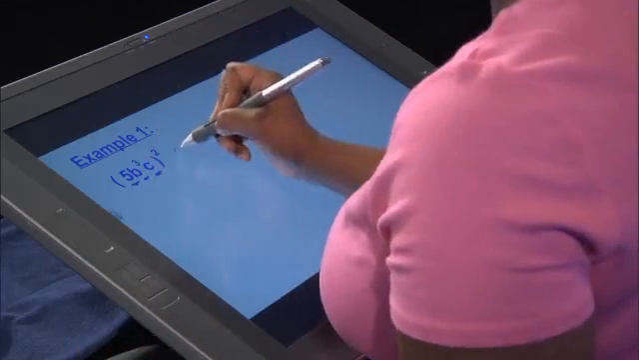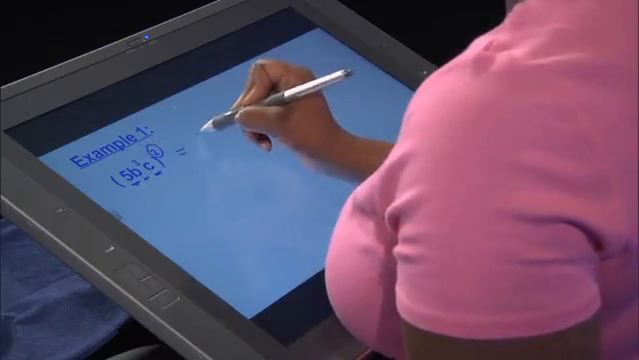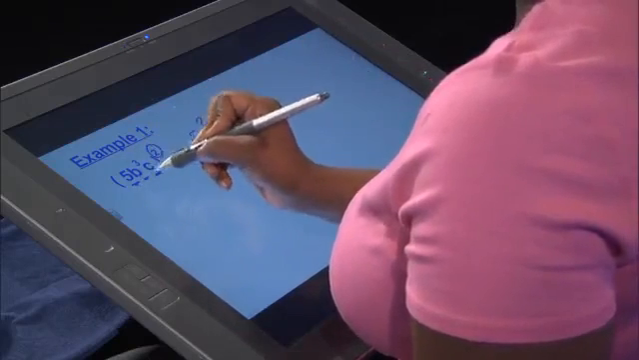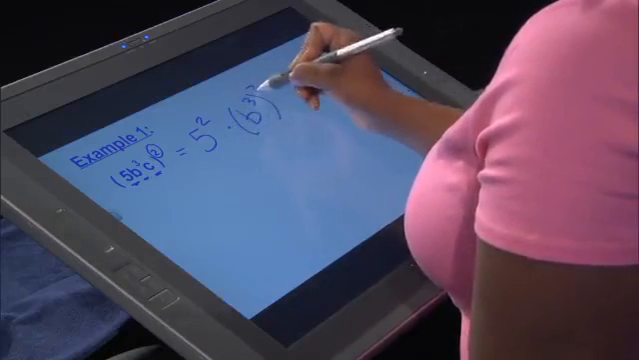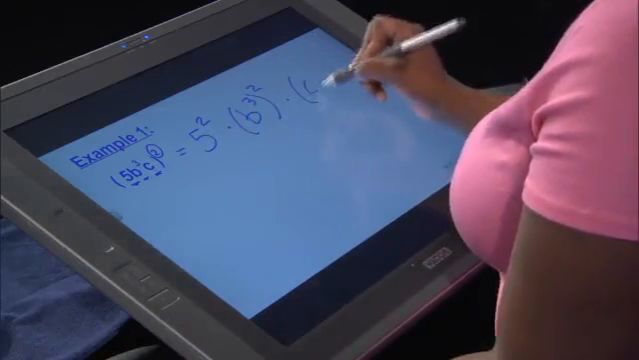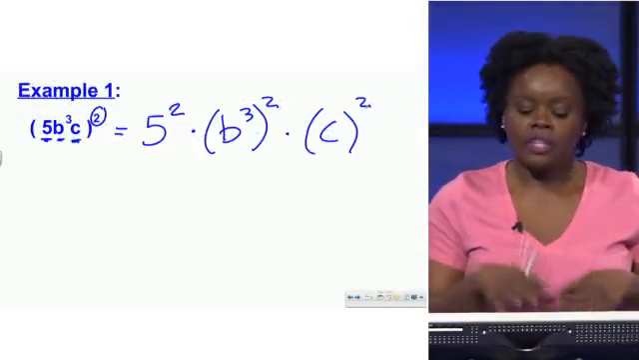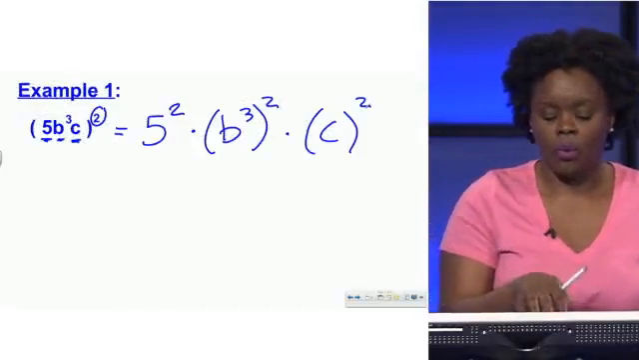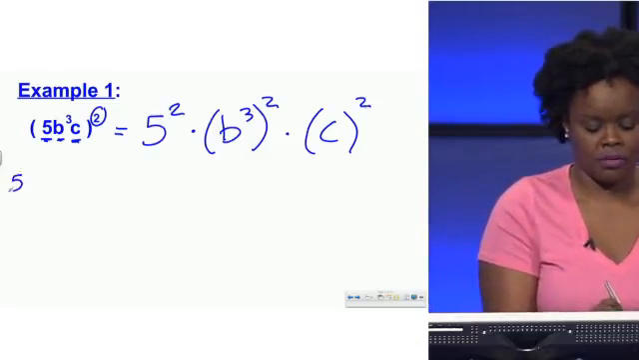All right, watch me work. So I'm going to take that 5 and raise it to the 2nd power. So 5 squared. Then I'm going to take this b cubed and raise it to the 2nd power. So (b cubed) squared. Then I'm going to take that c and raise it to the 2nd power. Okay? All right. So now let's simplify this. Now that you know the rule, we're going to go ahead and simplify 5 squared. We know that 5 times 5 is what this represents, right? So 5 squared.